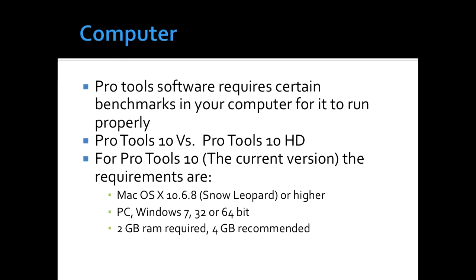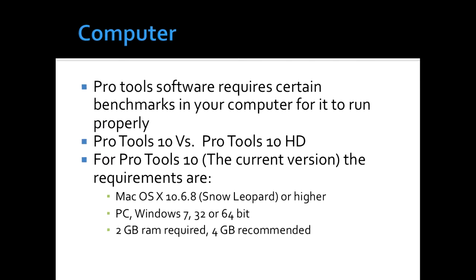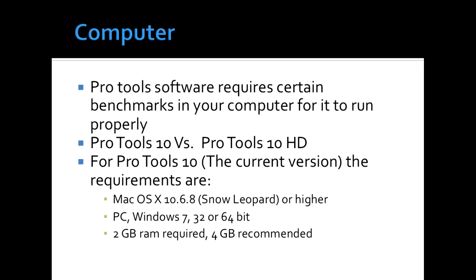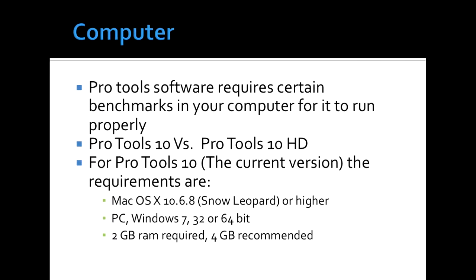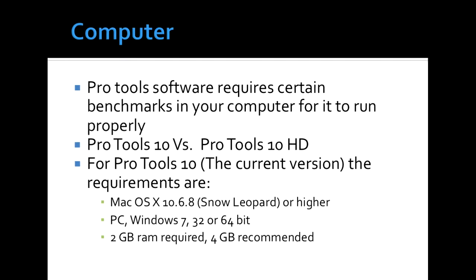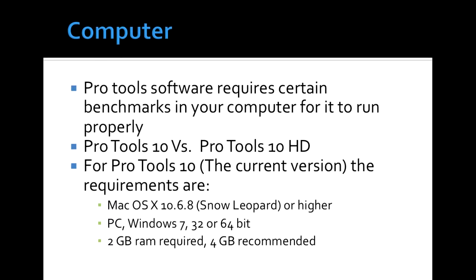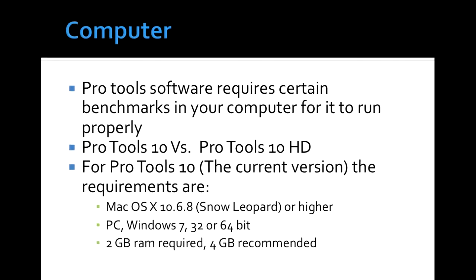For your computer, Pro Tools requires certain benchmarks in order for it to run properly. Pro Tools 10 for Mac requires OS X Snow Leopard or higher, and for PC it requires Windows 7, 32 or 64-bit. Either operating system will need at least 2 GB of RAM, but 4 gigs or more is recommended.